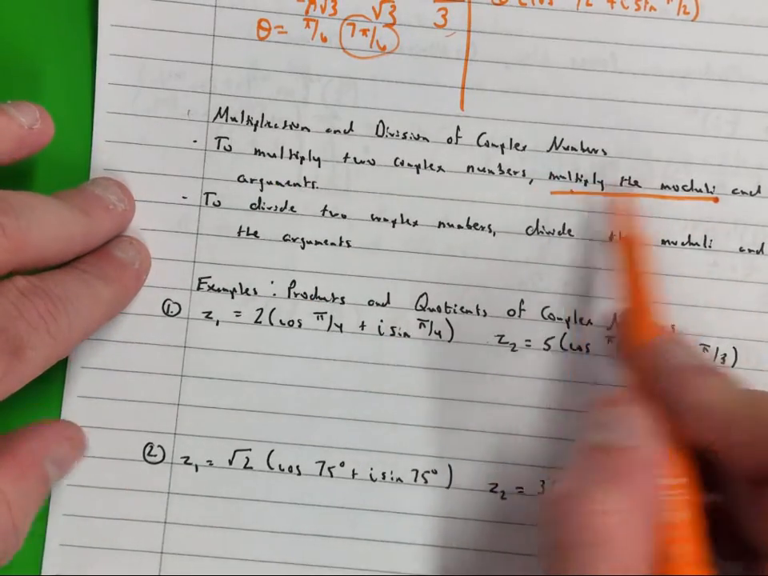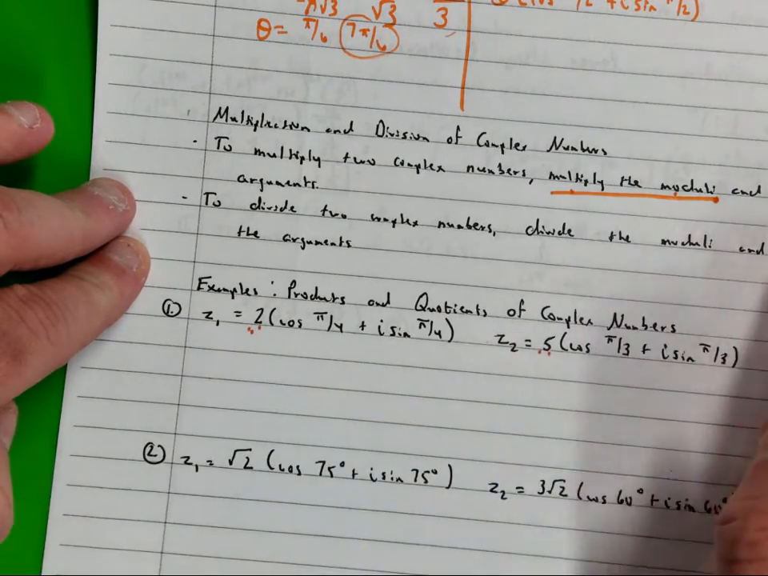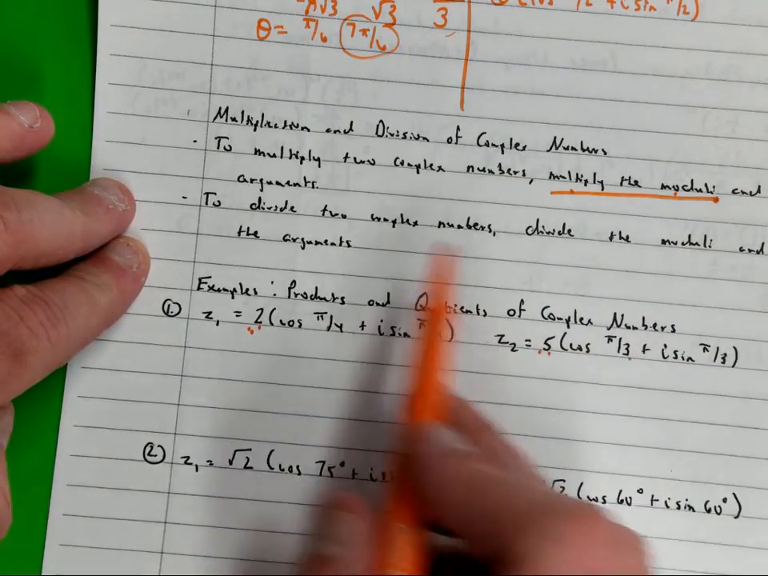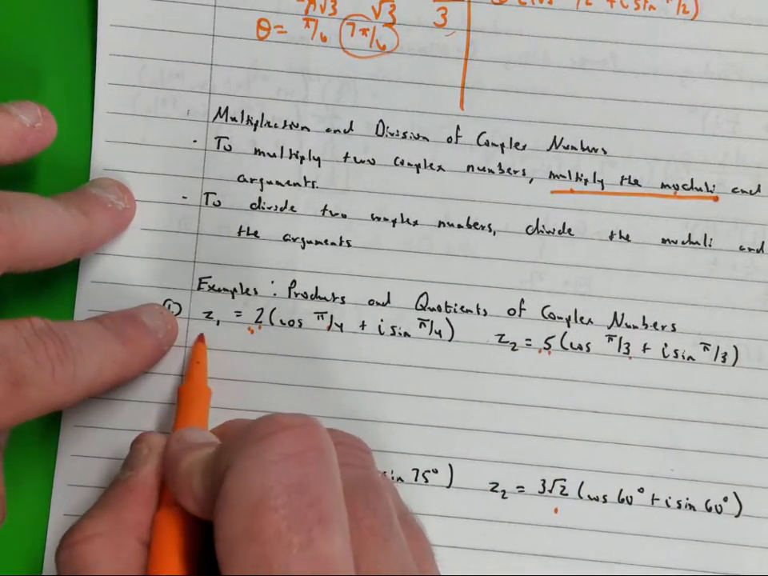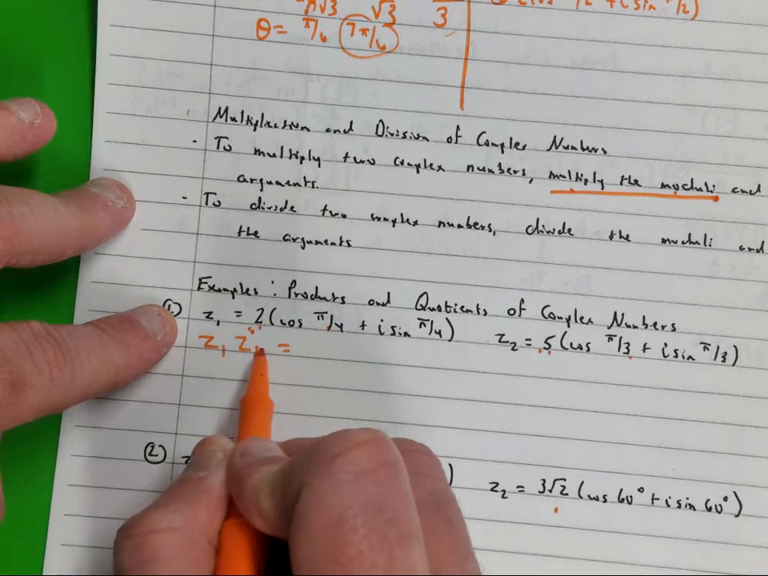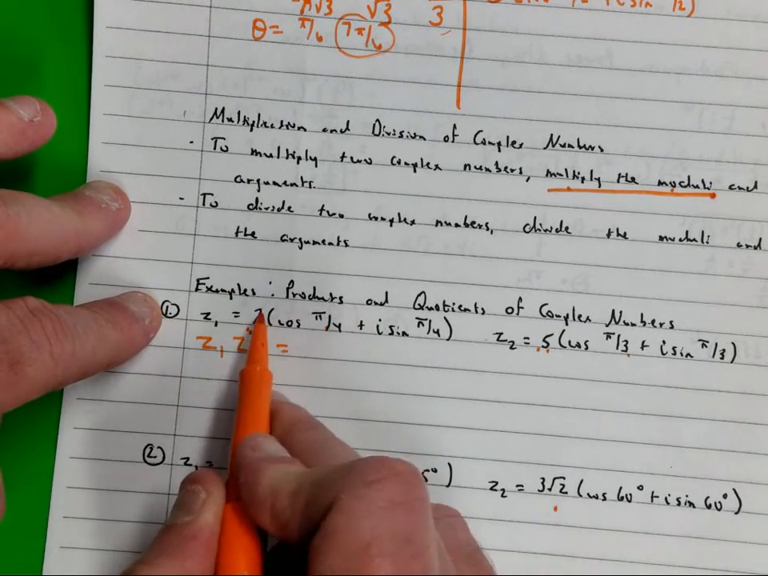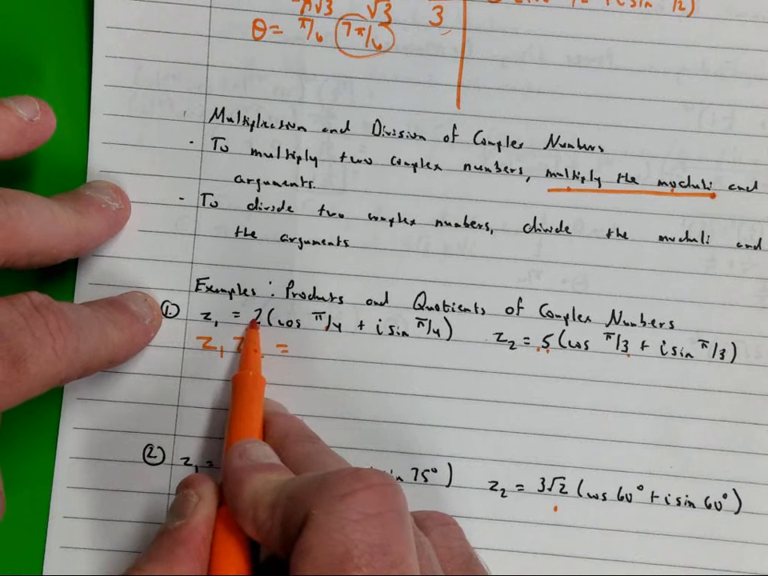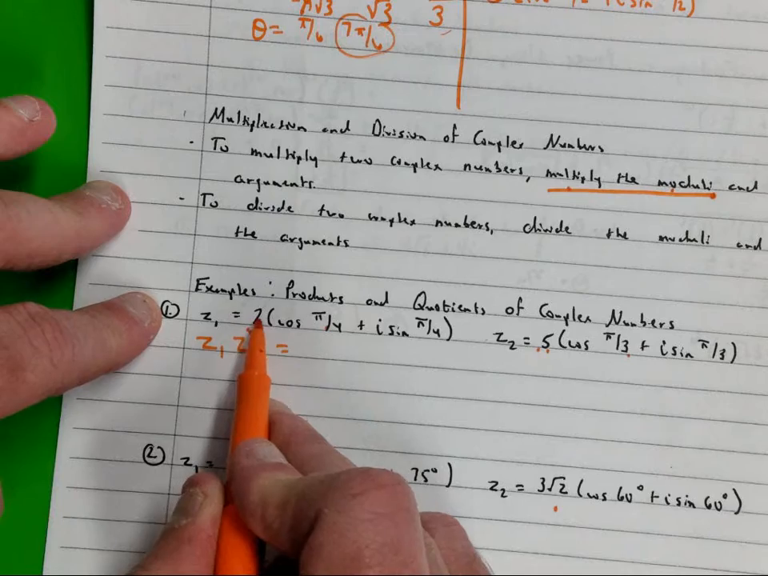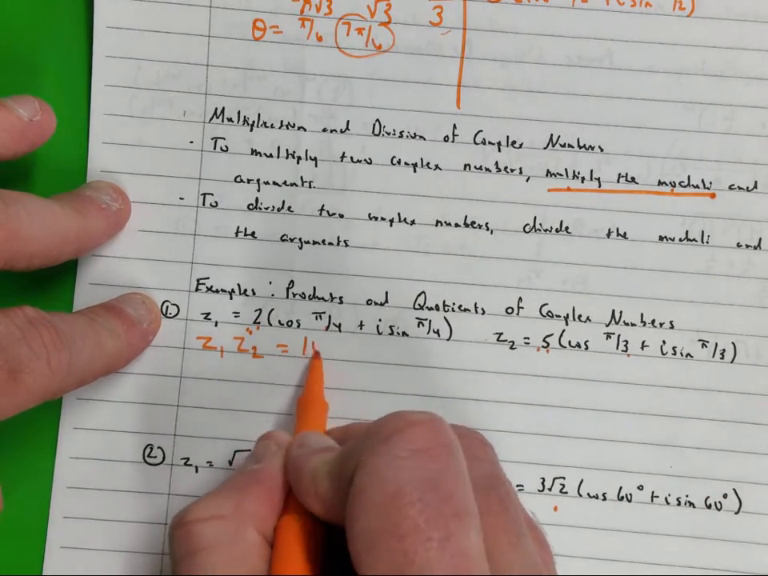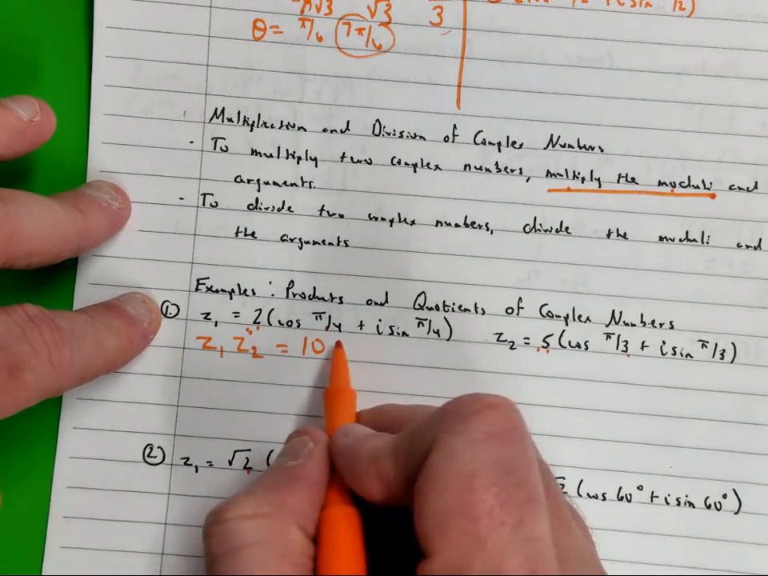If you're multiplying, you multiply the moduli, which is right here, and then add your arguments. To divide, you divide these two and subtract. So look here, I want to say Z1 times Z2. You might see it written like that. Z1 times Z2. Okay, so you're going to multiply your moduli. 2 times 5 is 10. Those are your R values. 2 times 5 is 10.